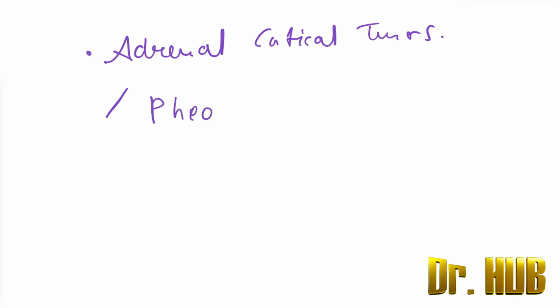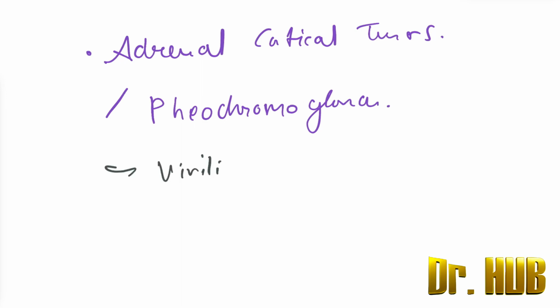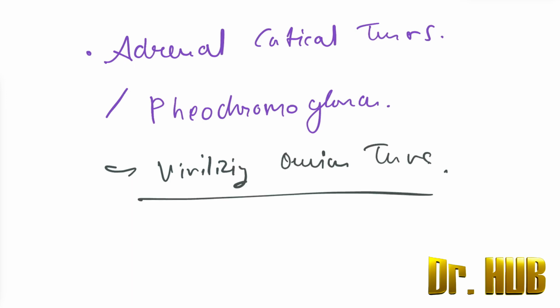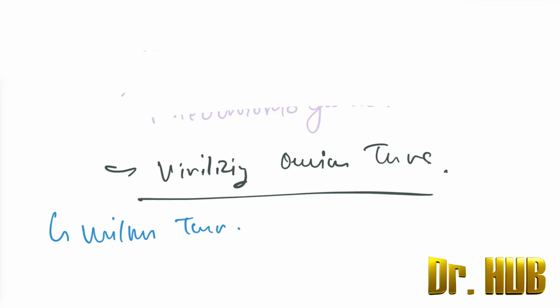There are adrenal cortical tumors. Then there are also the pheochromocytomas. So all these are malignancies associated with the paraneoplastic polycythemia. Then there are also the virilizing ovarian tumors. And lastly, it also contains a Wilms tumor.